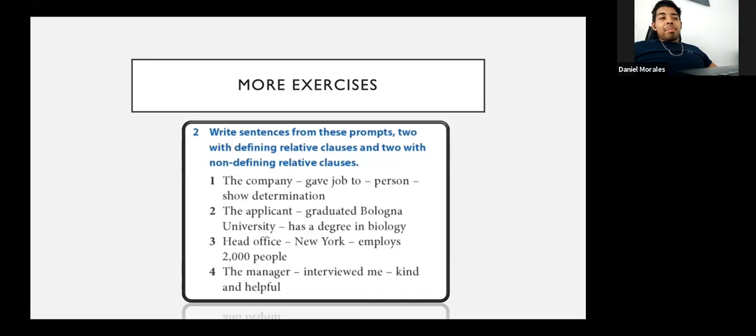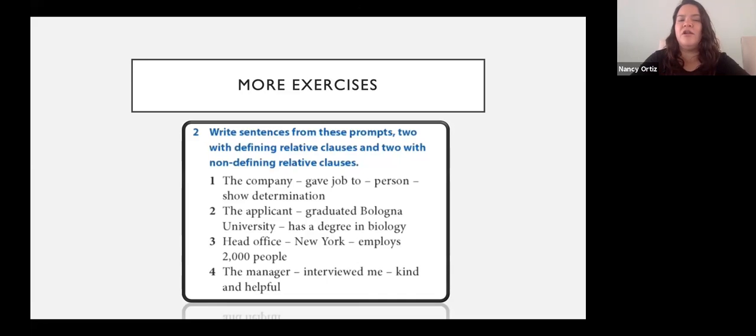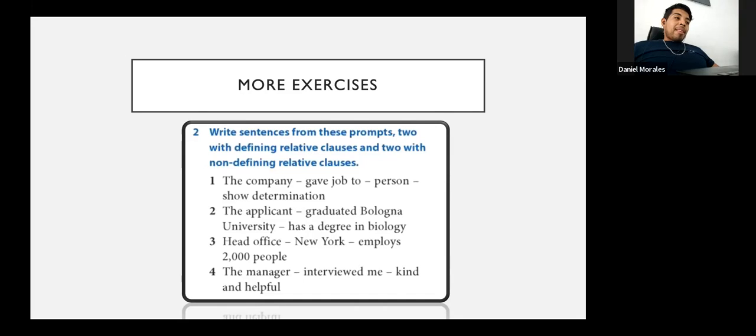Can you check the examples we, Gloria and me, made? Yes, sure. We were struggling. I want to hear what you wrote, and then I'll tell you the answers. Okay. No problem. We had the third group of words. Head office, New York, employs 2,000 people. We made two sentences. The first one, she made. The head office that employs 2,000 people is, I have to mention the commas. The head office, comma, that employs 2,000 people is located in New York.